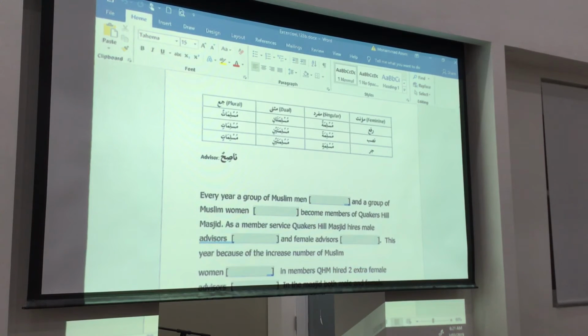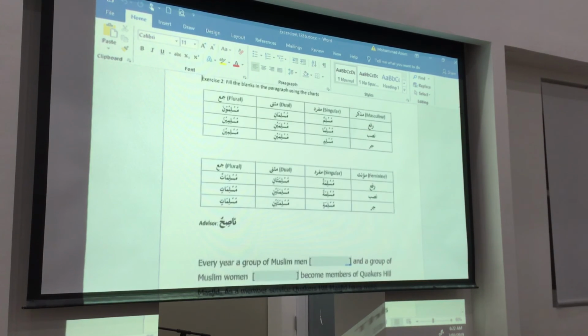So, every year a group of Muslim men. Now you have to tell me, Muslim men is Muslimun, okay? That's the Muslim men. So, a group of Muslim men. Which Muslim word will it be from here? Is it going to be this one, Muslimun, or is it going to be this? Tell me which one it will be.